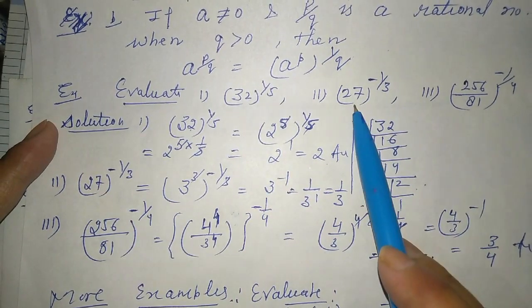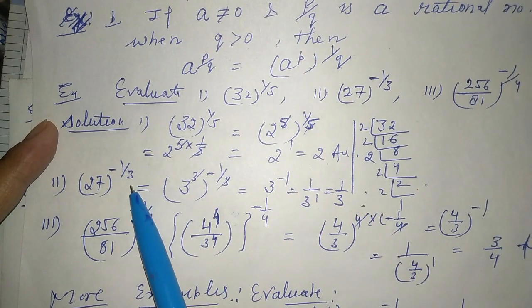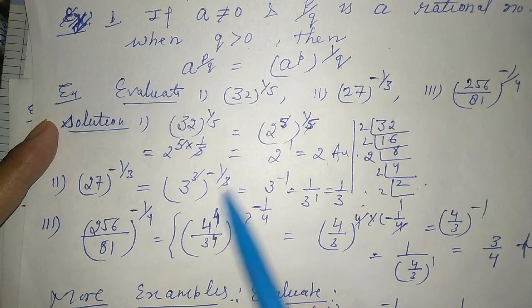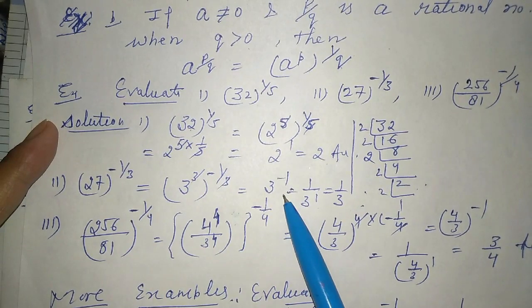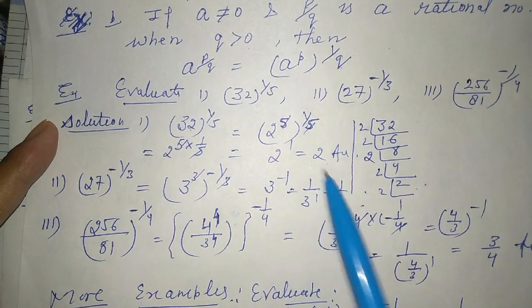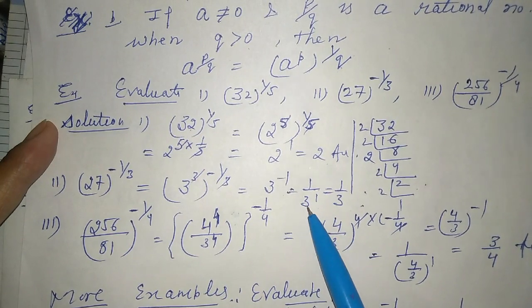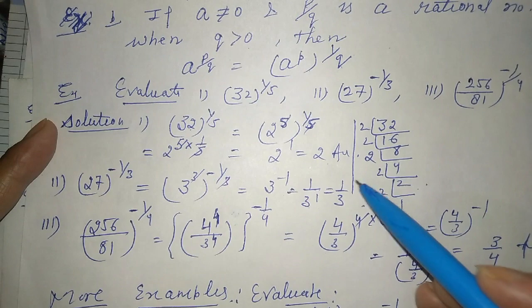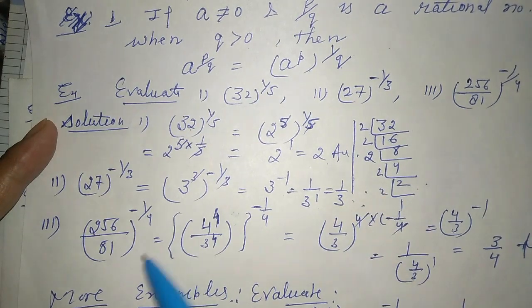Similarly with the second example, 27 to the power minus 1 upon 3. 27 can be written as 3 to the power 3, times minus 1 upon 3, which can be cancelled out. So this becomes 3 to the power minus 1. We can make it positive by taking this power to the denominator: 1 upon 3 to the power 1, it becomes 1 upon 3. Similarly the third example.